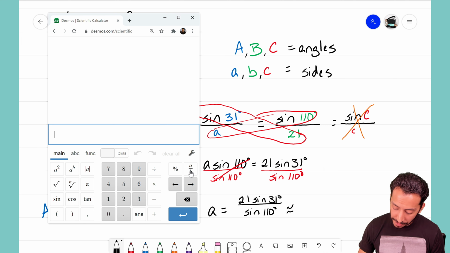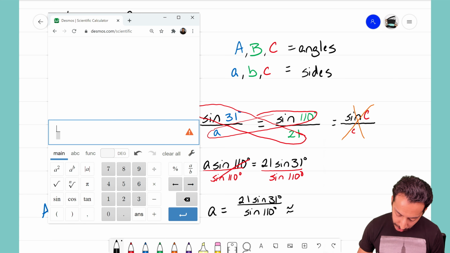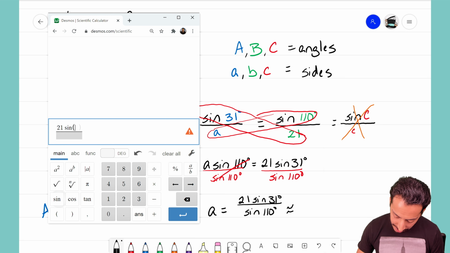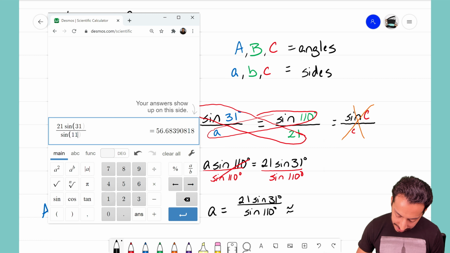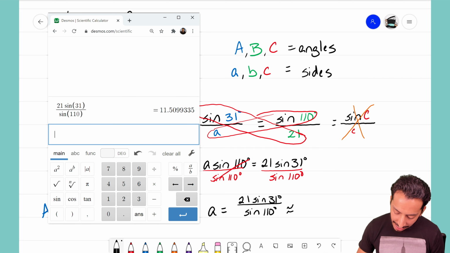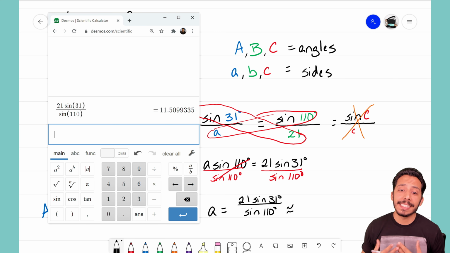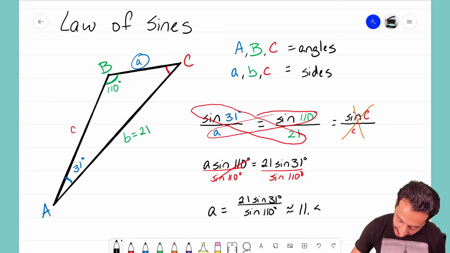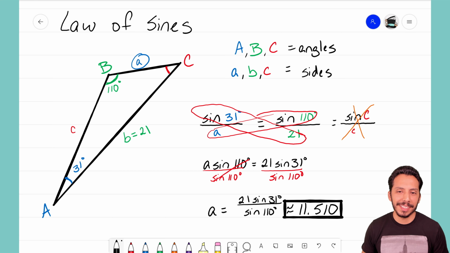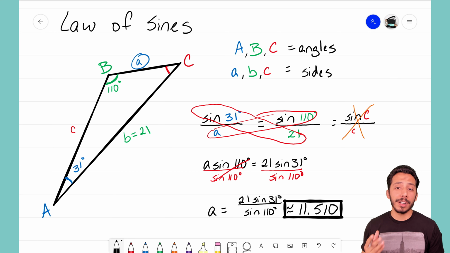So I'm going to go ahead and first click on this fraction button so I can create my fraction. And when I press that button, we now have, whoops, I made too many fractions. On the top as my numerator, I'm going to type in 21 times sine of 31 degrees all over sine of 110 degrees. I type that in, and I see that that missing side for A is 11.5099. I probably would round that to 11.510. So that is what A ends up equaling, 11.510 approximately.